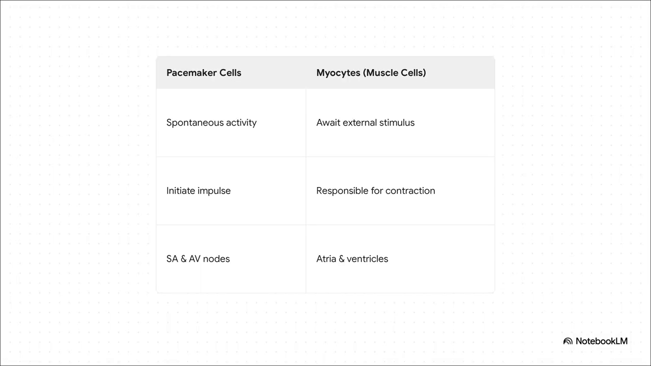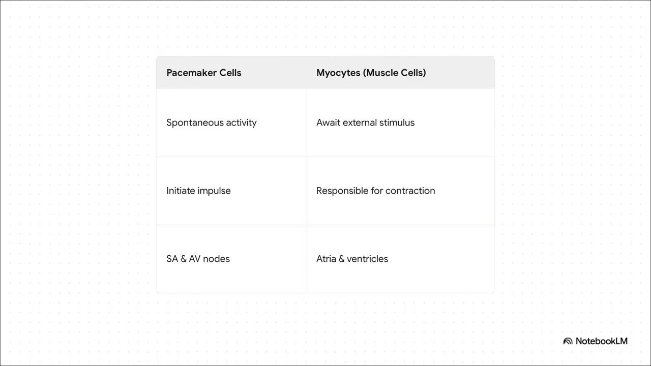Okay, so this is super important. Not all heart cells are the same. You've basically got two types. On one hand, you have the pacemaker cells. These are the leaders. You find them in the SA and AV nodes, and they're special because they can generate their own electricity spontaneously. They set the rhythm.